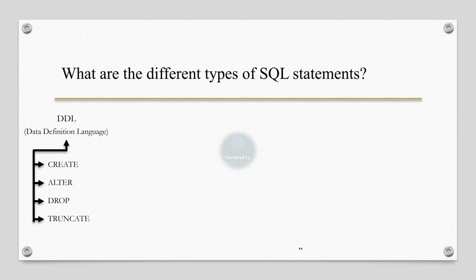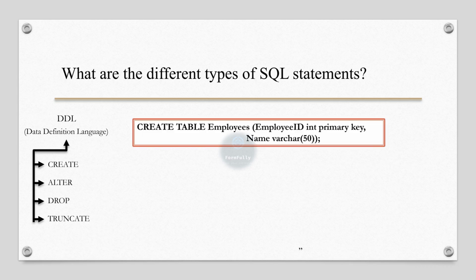Let's see an example of each command. First one is create command. Create command is used to create a new table or database. So this is the simple example of create statement. Create table name, that is employee is the table name. And then under parenthesis employee ID and name is the column name. Int and varchar are the data types. So inside parenthesis we mention column list along with their data types and constraints. Constraint like primary key, unique key, etc.